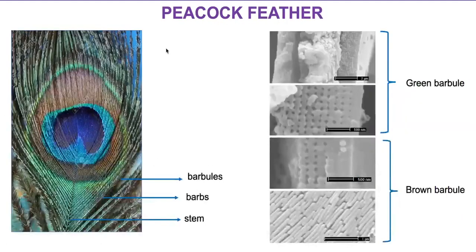Another example that I showed in the beginning is the peacock feather. Peacock feather is even more interesting. If you take, for example, the stem, here is the stem, the main structure, and the branches from the stem are called barbs, and the small hairy structures are called barbules. Now, if you want to look at the green and brown color, here is a scanning electron microscope image showing the structure responsible for green color, and here the structure responsible for brown color. And what is the difference between these?